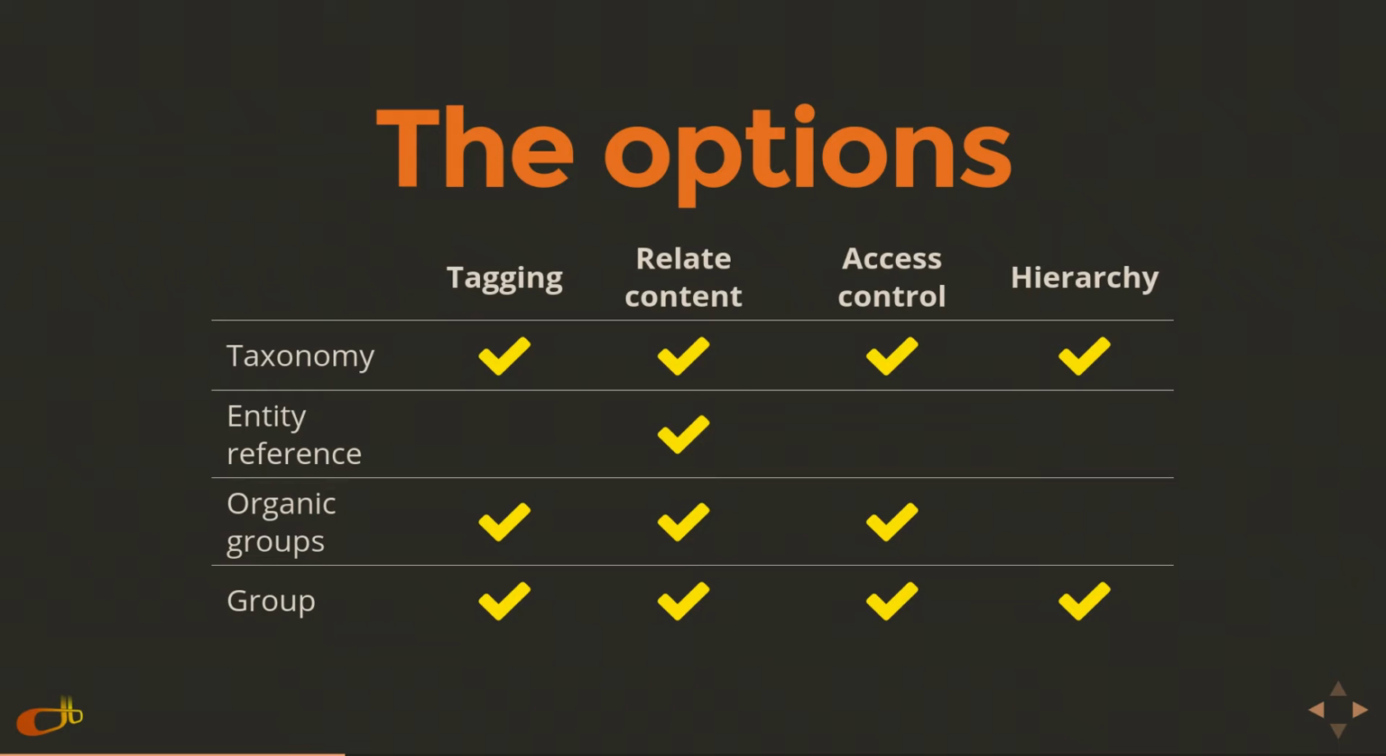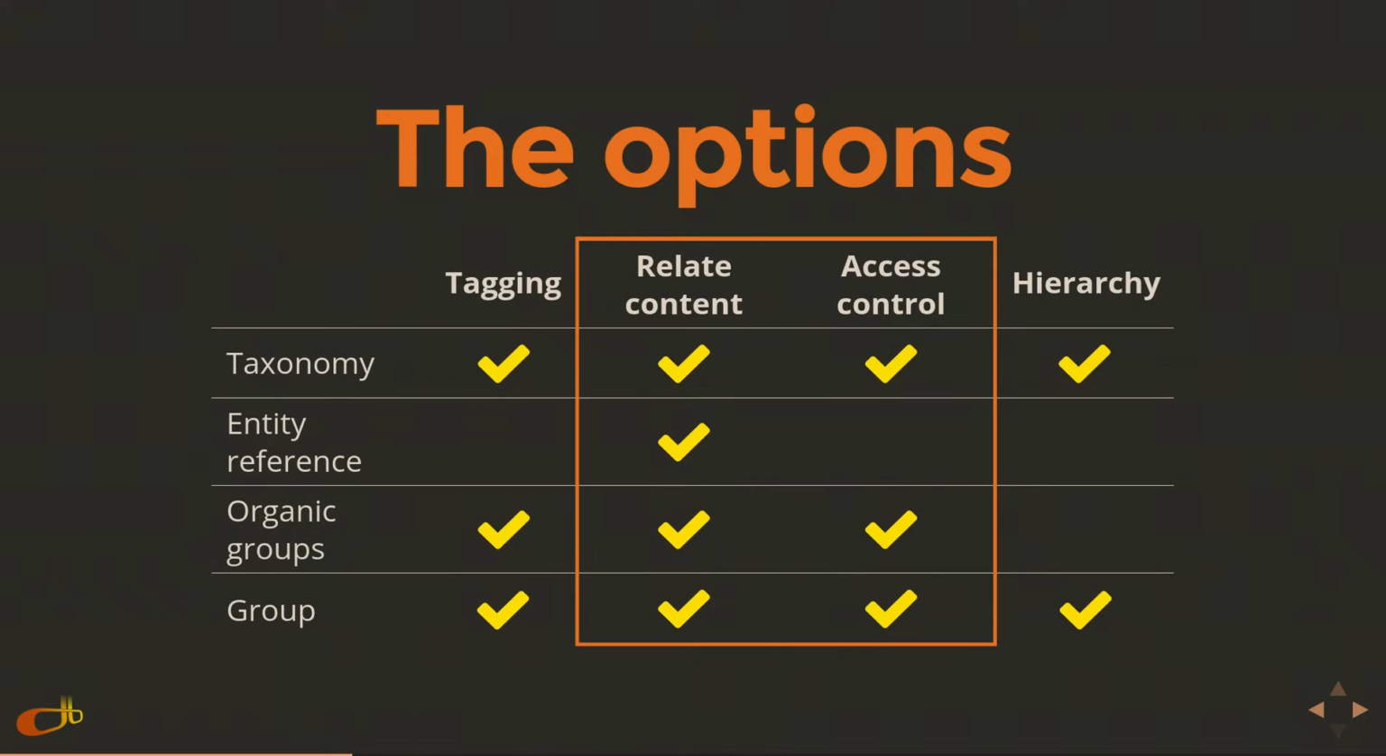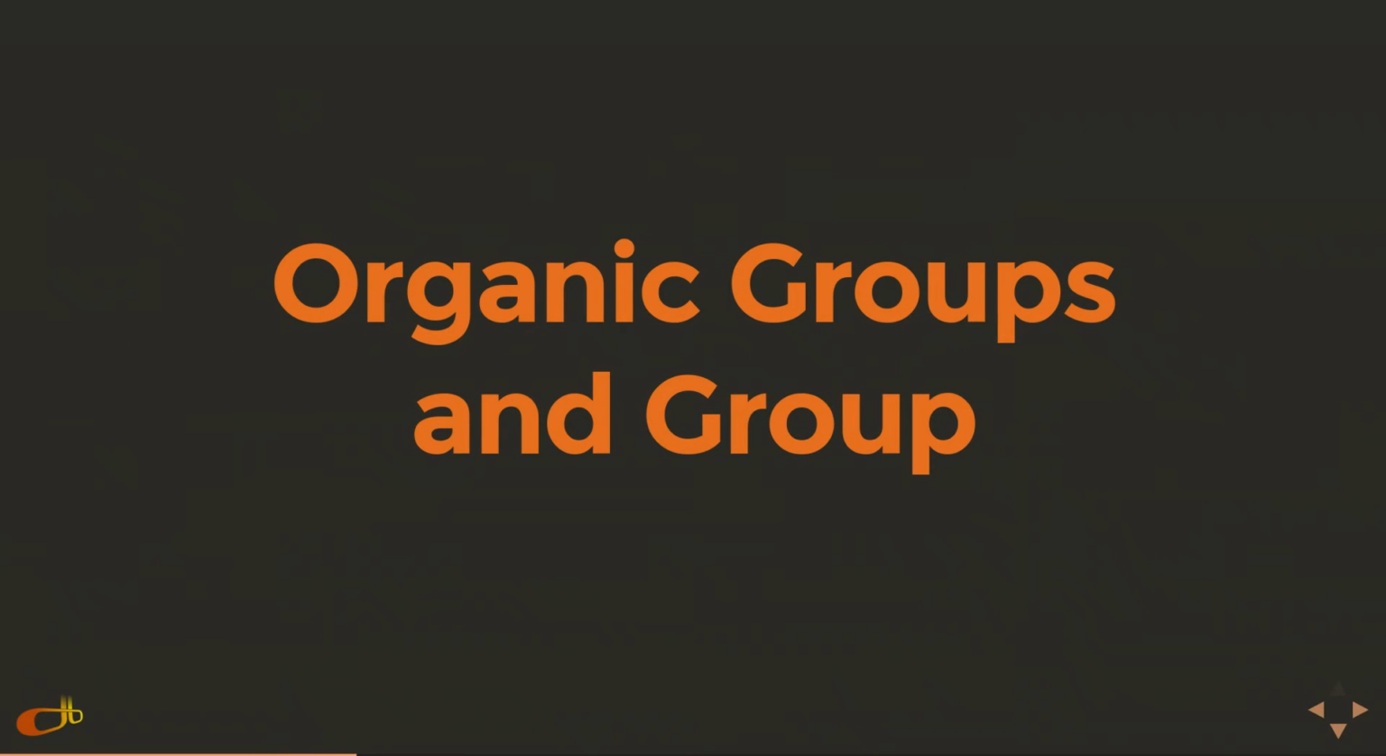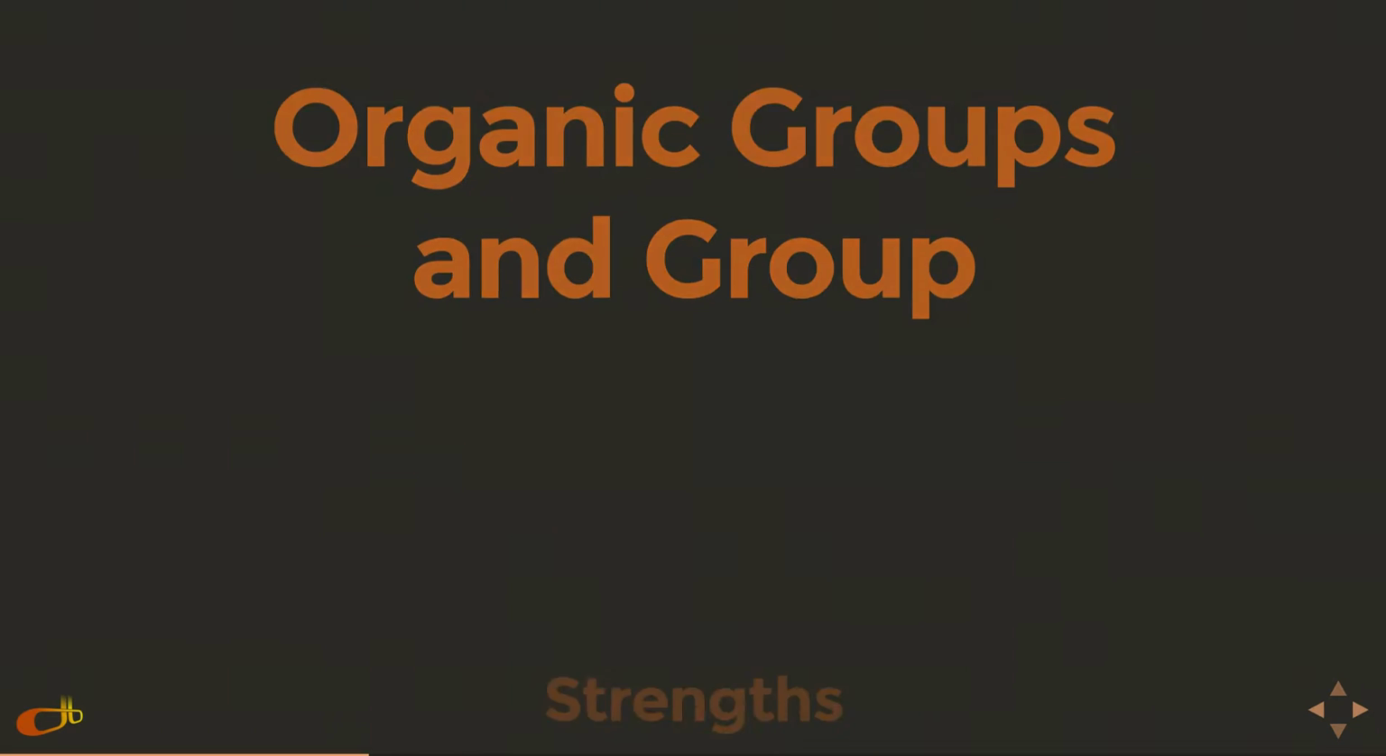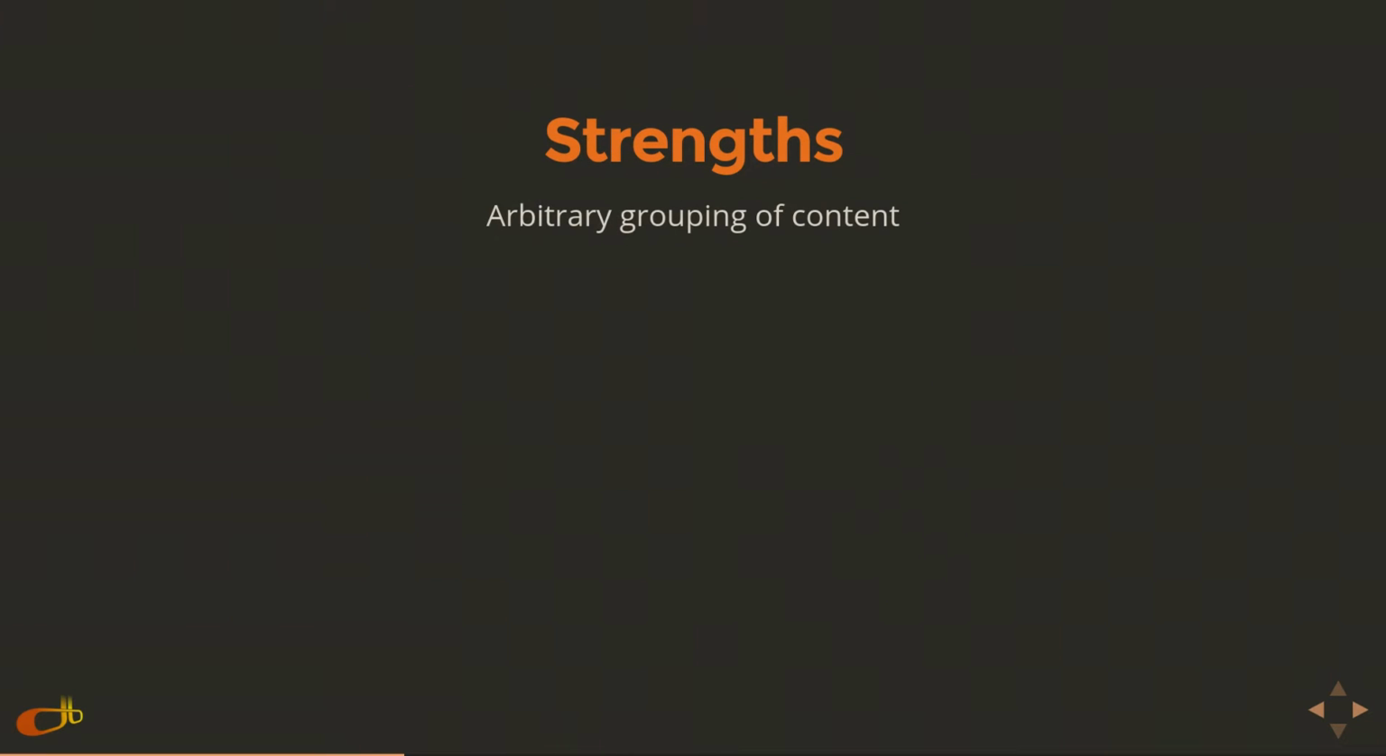The lines between these are often very blurry. There's not usually one best answer. It depends on the situation. You can use any of the tagging solutions, any of the related content. It depends on the problem. So we're going to focus on what organic groups and group really do best, which is relating content and controlling access to that content.